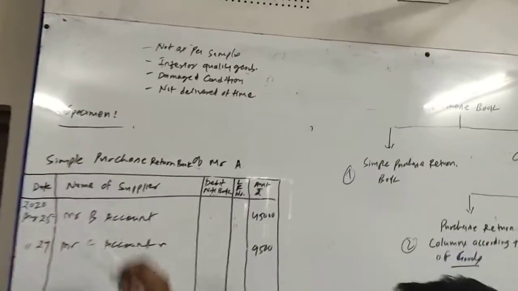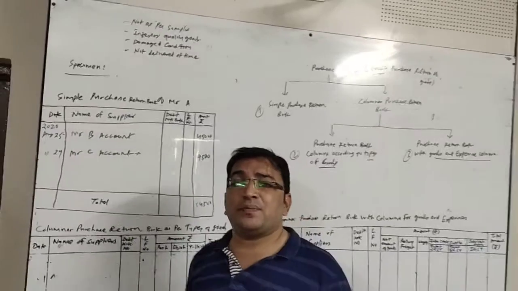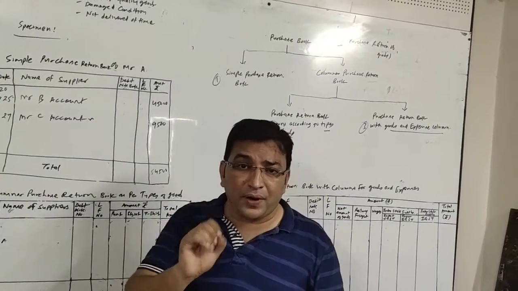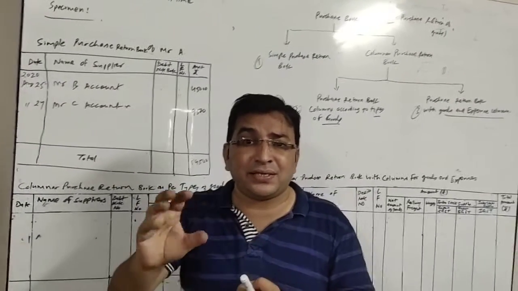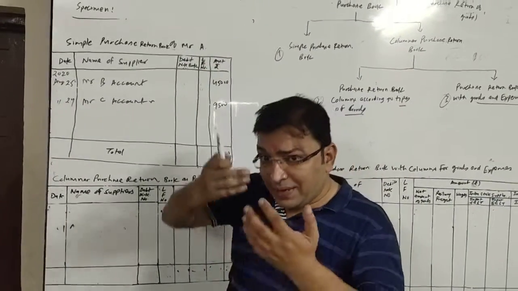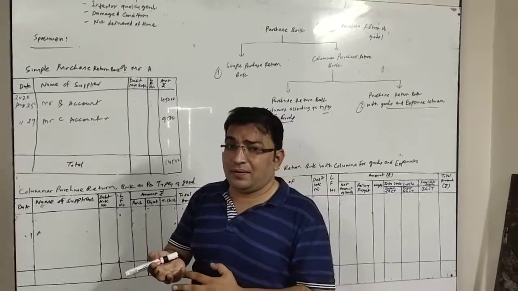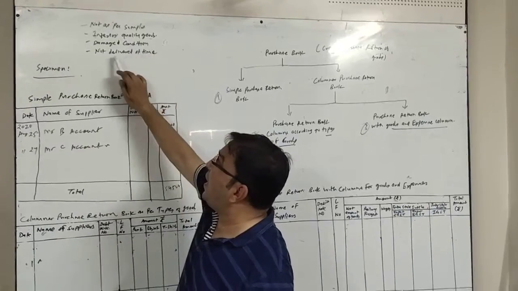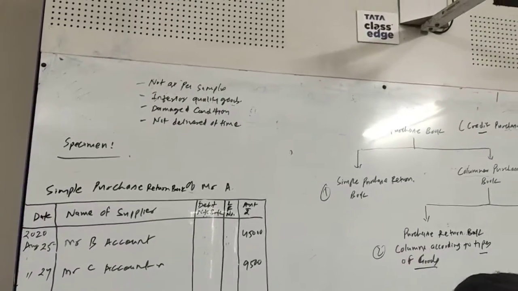What is the third one? Damaged condition. Many times it is the responsibility of the supplier to supply goods in proper condition. He has to arrange for this, so that goods reach us in a safe condition. But actually when we receive it, we sometimes find it damaged, so we return it. Right? So when goods are in damaged condition, then also. And the fourth one is not delivered on time.